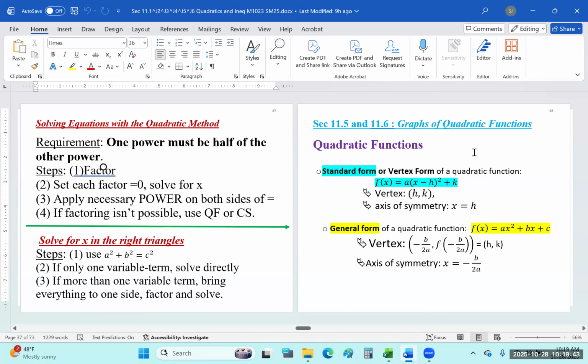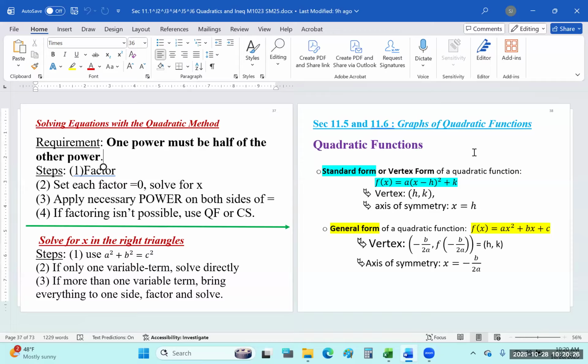11.56 talks about graphing. It's all about the graphs of quadratics. So quadratic functions have 2 types of equation, or 2 formats of writing their equation. One of them is vertex form and the other is standard form, or general form. It's called vertex form because we can see the vertex in the equation, which we like. And in general form, we don't see the vertex, so we don't like it that much.